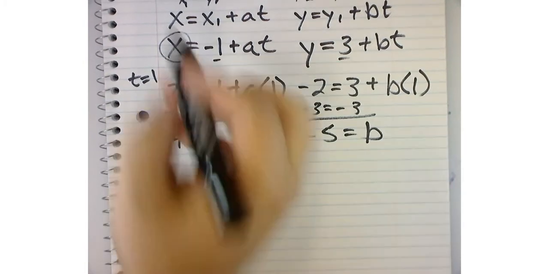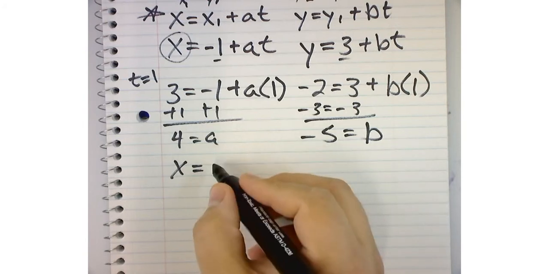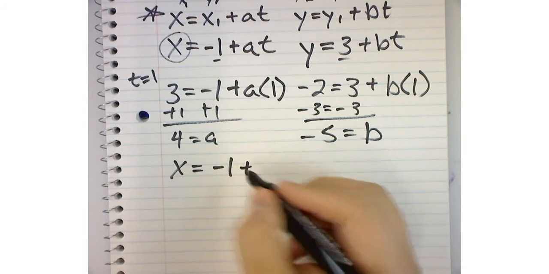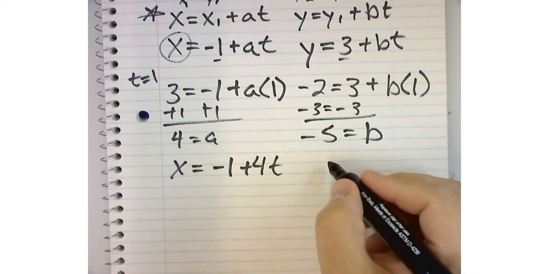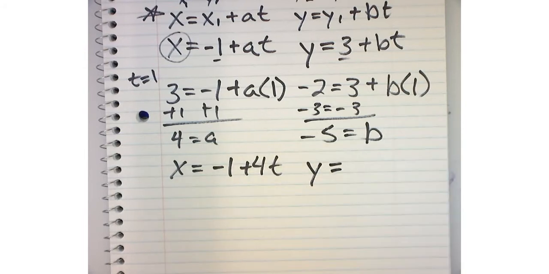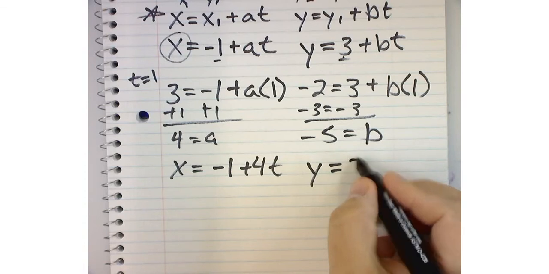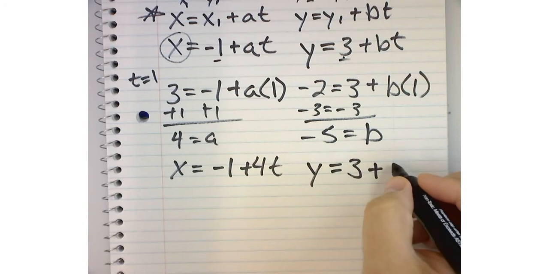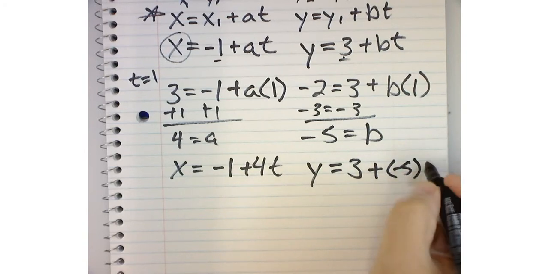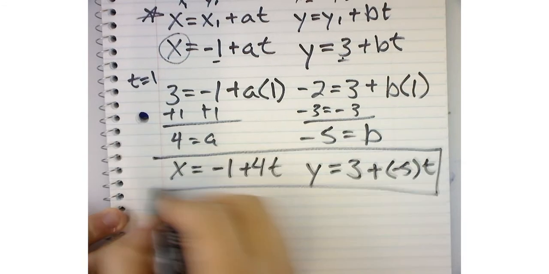Now that I know what a and b are, I'm going to go back to these original equations and say x will be equal to -1 plus a, but a is 4, times t. And then over here, y is equal to, getting it from here, 3 plus b, which is -5. Actually, I should have written -5, but that's okay. These are my parametric equations that should graph those two endpoints.